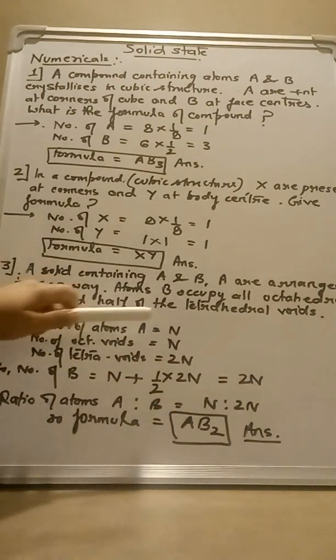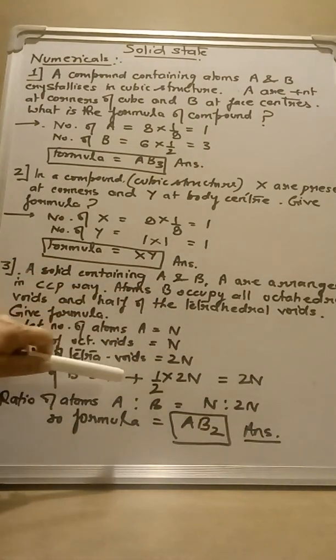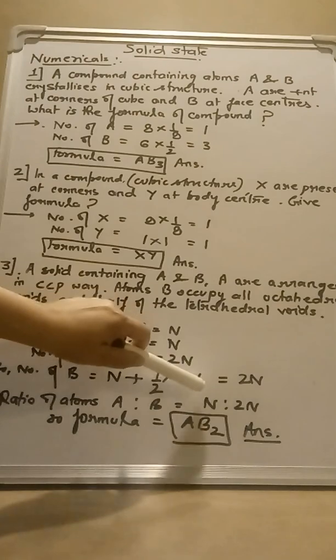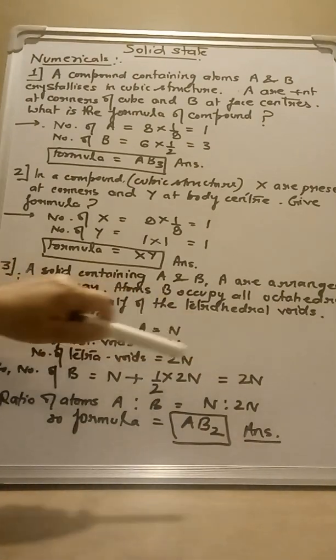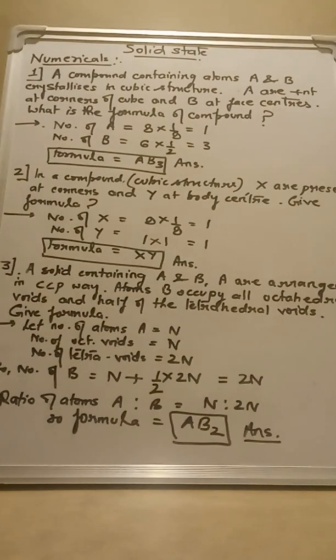So number of A is n and number of B is 2n. So the ratio of the atoms A and B is n is to 2n, that means 1 is to 2. So the formula is AB2, right? This is how we find out the formula using the voids concept. Let's see another question related to this part.